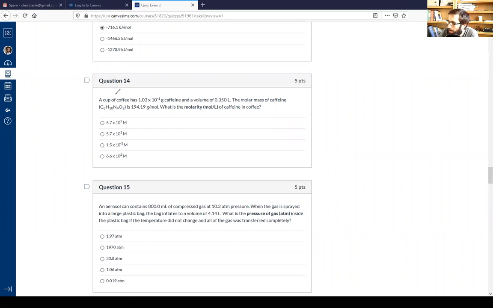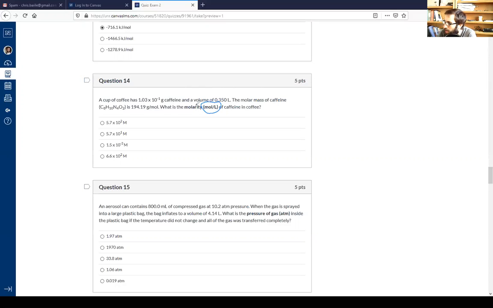It says a cup of coffee has a certain number of grams of caffeine, and a volume of 0.350 liters. I give you the formula for caffeine, but you don't really need it because I tell you the molar mass, just to save you some time. What is the molarity? The real key here is that molarity is moles per liter. I wanted you to know that, but I was nice and gave it to you here too. So what do you want to do here?